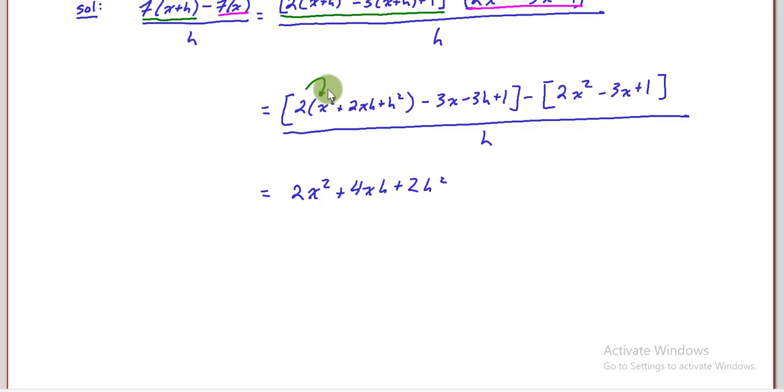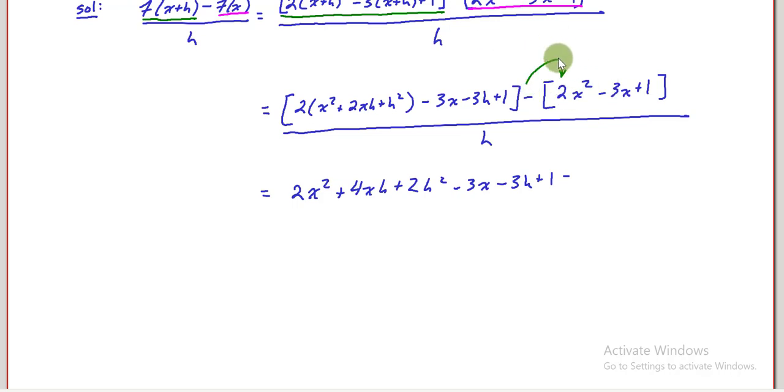I usually won't draw any arrows like this, but I think it's helpful to see that every once in a while to remind you that we distributed the 2 to each term in that trinomial. Then we'll subtract 3x minus 3h plus 1. And then we'll go ahead and distribute this negative sign through similarly.